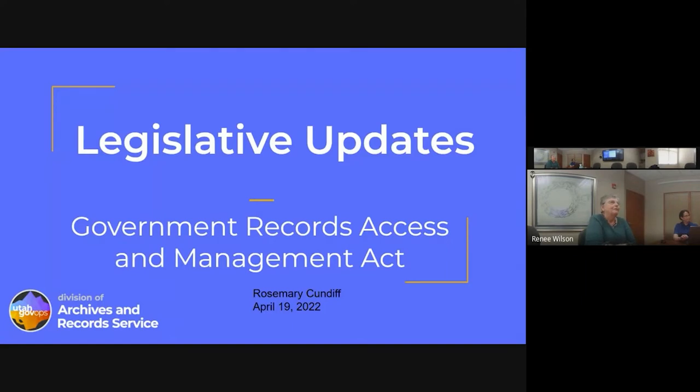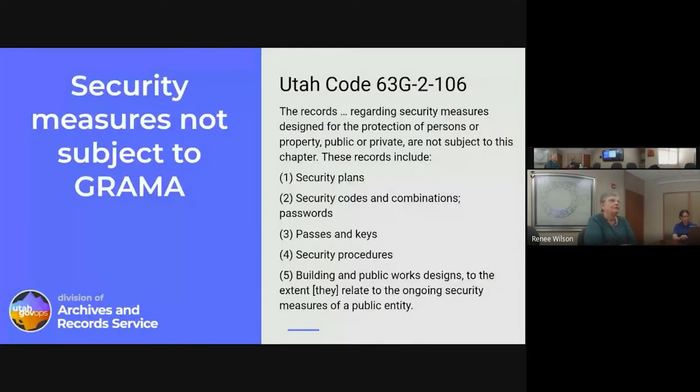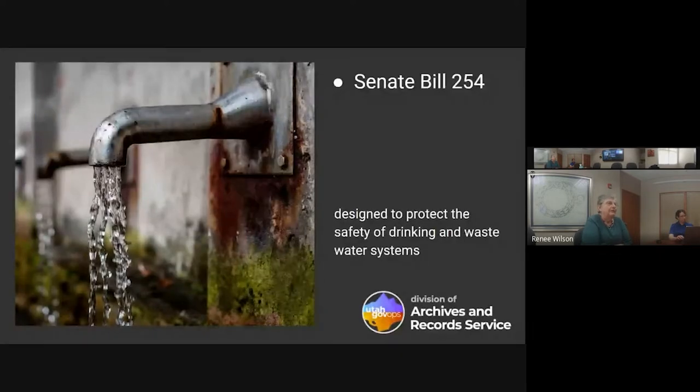So the first section of GRAMA that was changed this year is 63G-2-106. This section talks about how records regarding security measures that are designed for the protection of persons or property, whether public or private, are not subject to GRAMA. So this section gives some examples like security plans, security codes and combinations, passwords, passes and keys, and so on. And I interpret this to mean that these are examples of security measures, but are not all inclusive. So this was expanded to provide more examples this year.